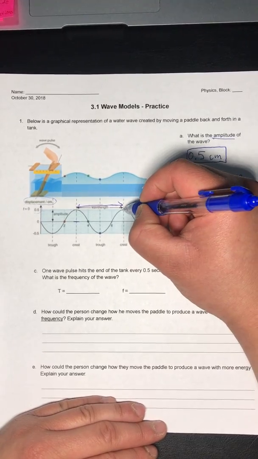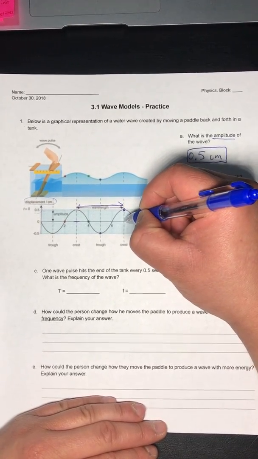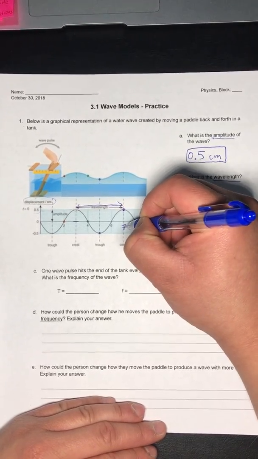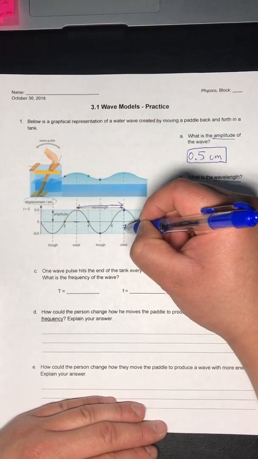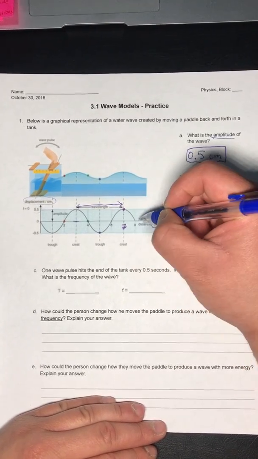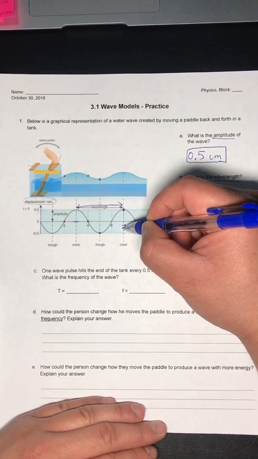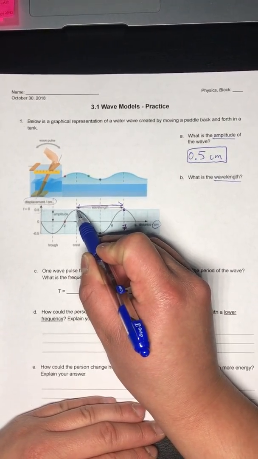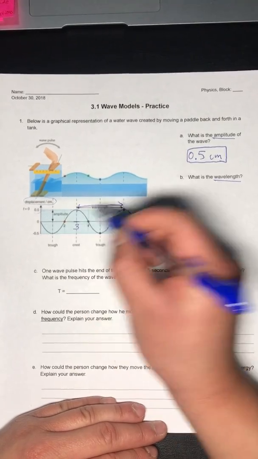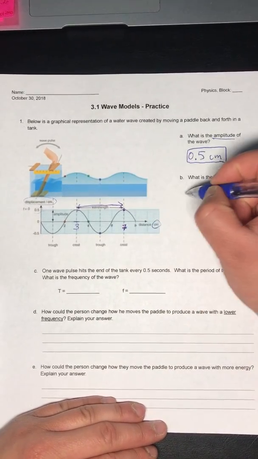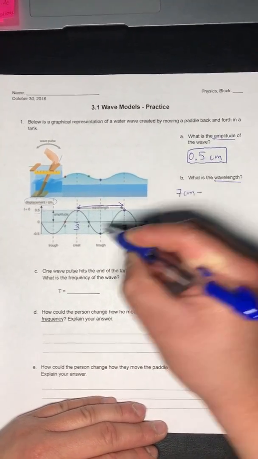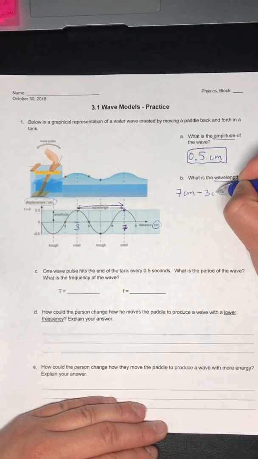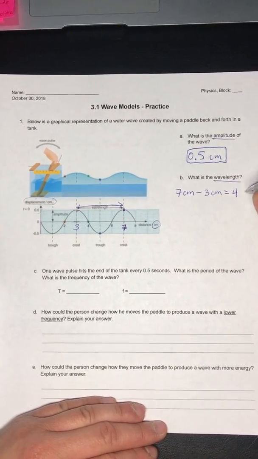Okay, so this crest is at 7 centimeters. I know it's 7 because 6 is here and 8 is here, so 7 has to be right here. And then 2 is here, 4 is here, so this crest has to be at 3 centimeters. So the wavelength is 7 centimeters minus 3 centimeters, which is equal to 4 centimeters.